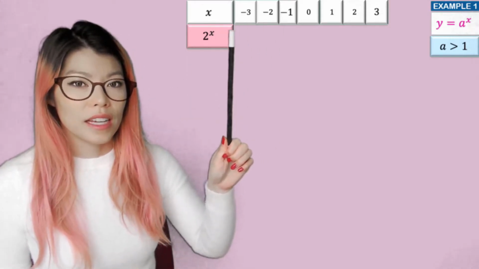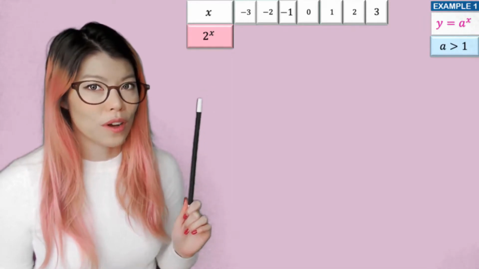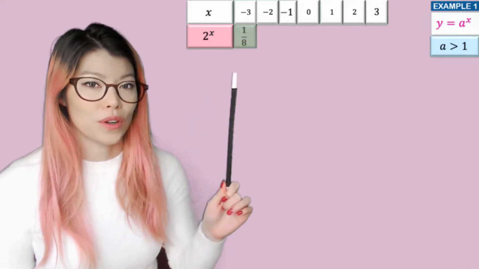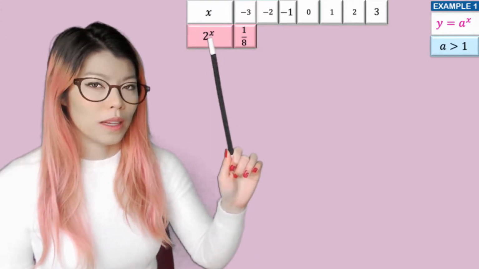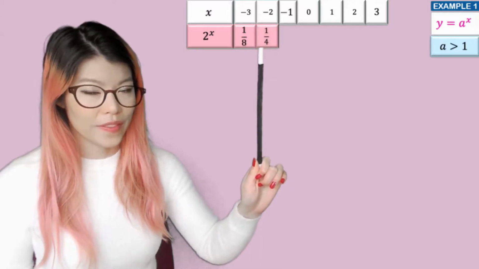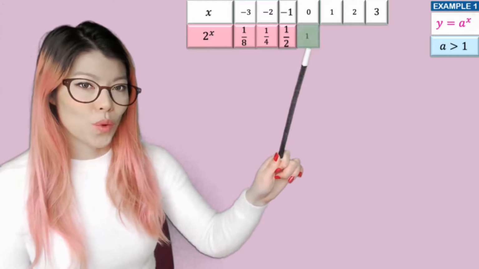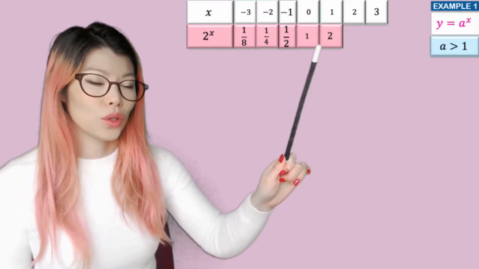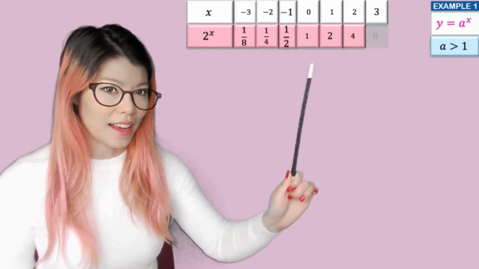So when x is negative 3, 2 to the negative 3 would give me 1 over 2 to the 3, which is 1 over 8. 2 to the negative 2 would be 1 over 2 squared, which is a quarter. 2 to the negative 1 would be 1 over 2. 2 to the 0 is 1. 2 to the 1 is 2, 2 to the 2 is 4, and 2 to the 3 is 8.